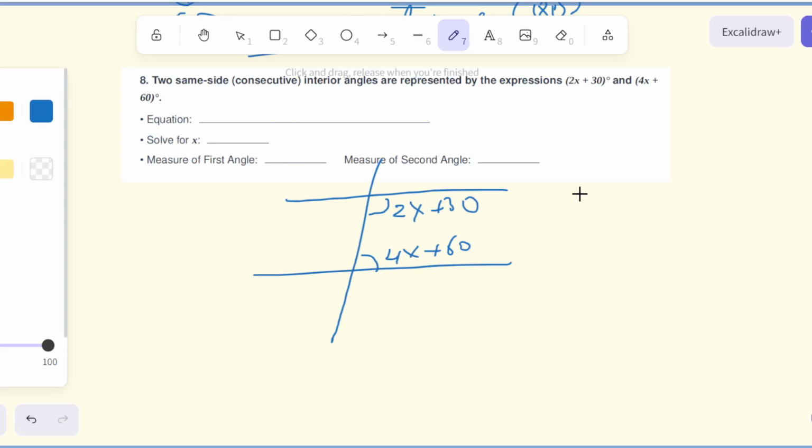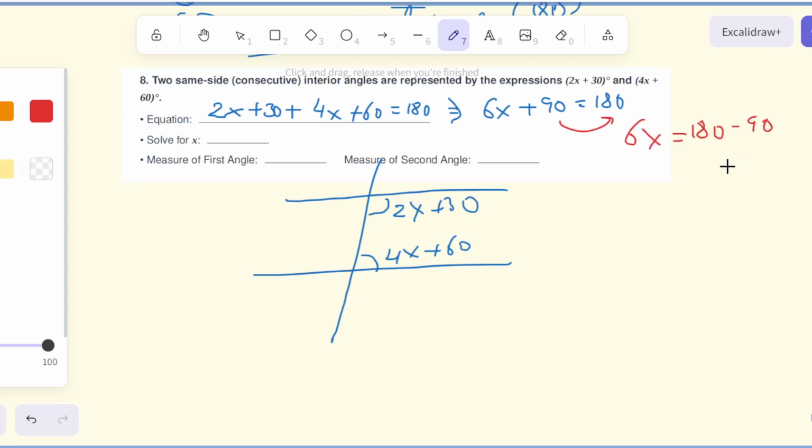Find the equation. So the equation will be nothing but, because they always add up to 180, right? So you can say 2x plus 30 plus 4x plus 60 equal to 180. If you simplify a little, 2x plus 4x is 6x, and 30 plus 60 is 90, equal to 180. This is the equation, right? And if you solve it, you take 90 to the other side, so you get 6x equal to 180 minus 90.